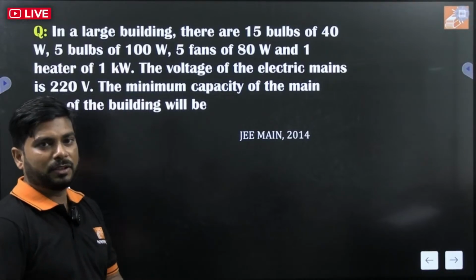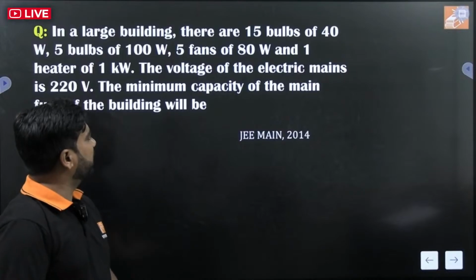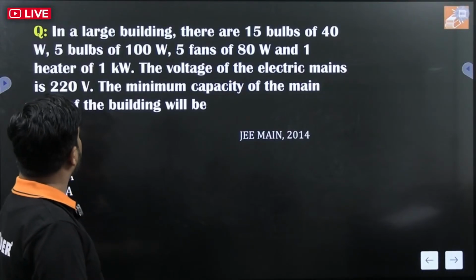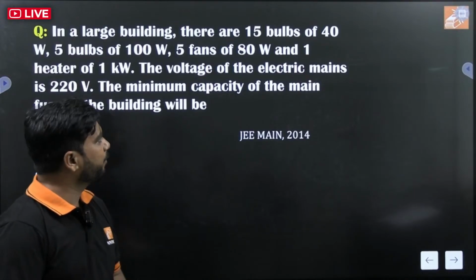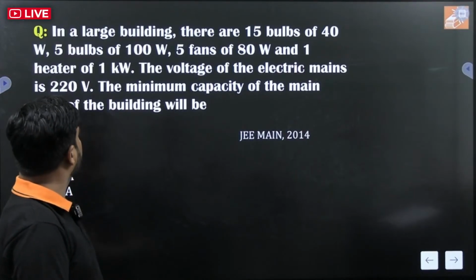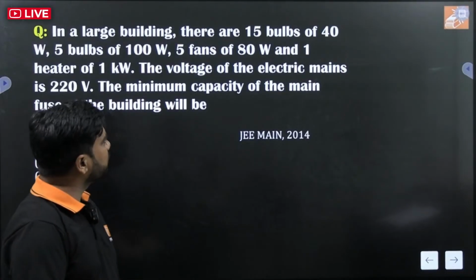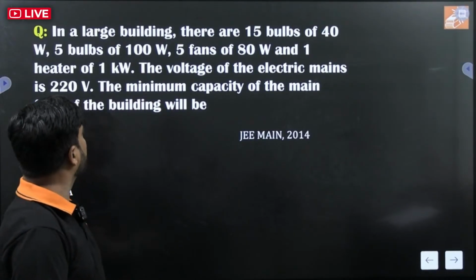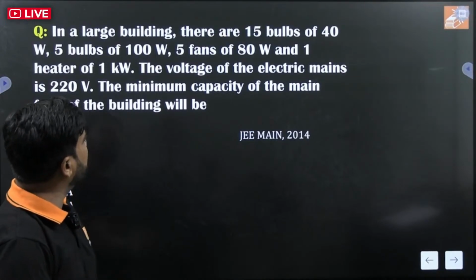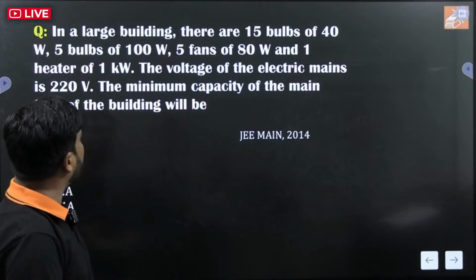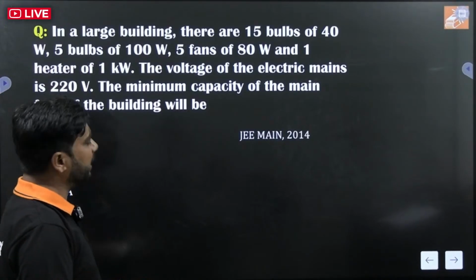Next, this is also a very easy question, so let's see it. It has been asked in JEE 2014. In a large building, there are 15 bulbs of 40 watt, 5 bulbs of 100 watt, 5 fans of 80 watt, and 1 heater of 1 kilowatt. The voltage of the electric mains supply is 220 volt. The minimum capacity of the main fuse of the building will be.